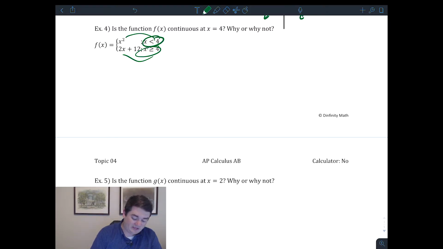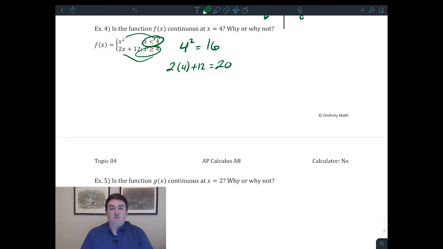So for x values less than 4, x squared, 4 squared is 16. And for x values greater than or equal to 4, 2x plus 12, 2 times 4 plus 12, 8 plus 12, is 20. Now, because these aren't equal, we have a pretty good idea that this is not continuous. But how do I justify that using calculus? Well, what are my 3 rules?